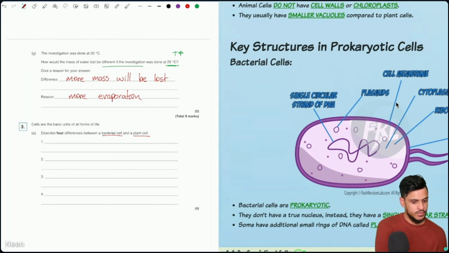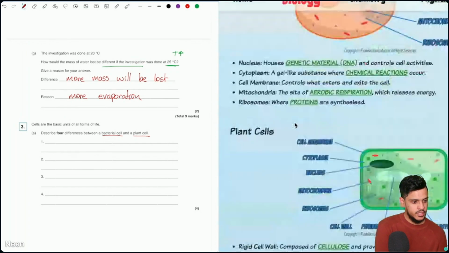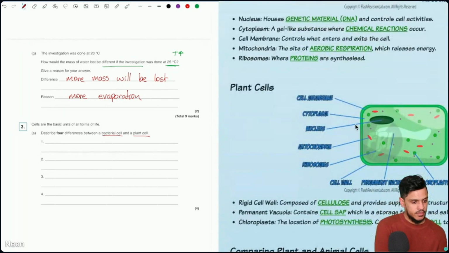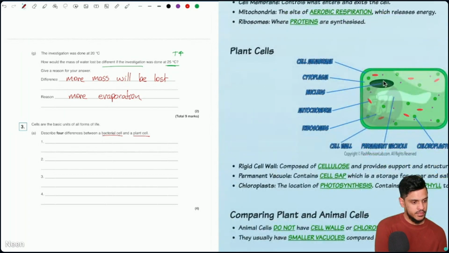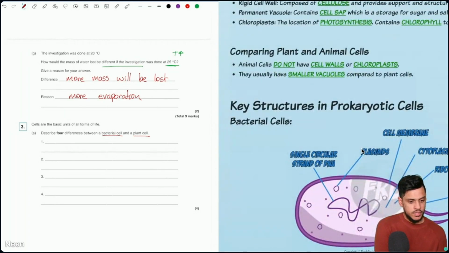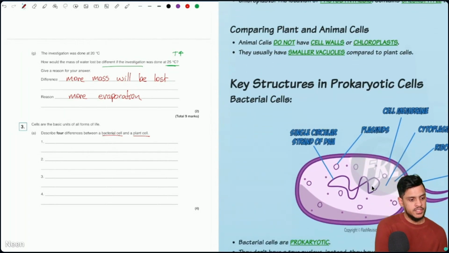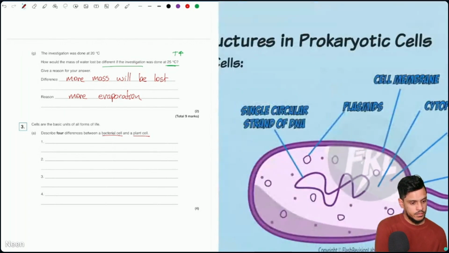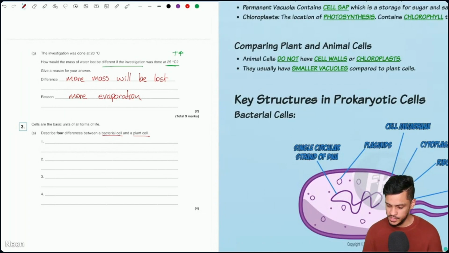Look at all the labels. Yep, well done, Ashni. Plant cell here. Eukaryotic. So one thing, it doesn't have a nucleus. Plants, actually, the bacteria cell does have a cell wall. Look here, it does have a cell wall. They both have cell walls, so you can't say that. But you can say the bacteria cell has no nucleus.